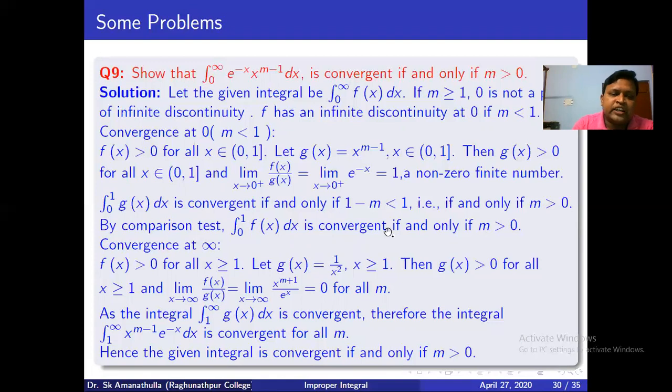Now to check the convergence at infinity, let f(x) greater than 0 for all x greater or equal to 1, and g(x) equal to 1 by x square, we take g(x) equal to this one, and then limit x tends to infinity f(x) by g(x) equal to 0. And as the integral is convergent, therefore this integral is also convergent for all m. Hence the given integral is convergent if and only if m greater than 0.